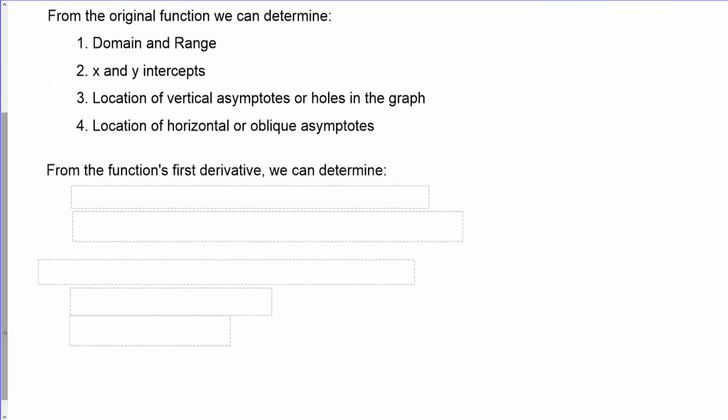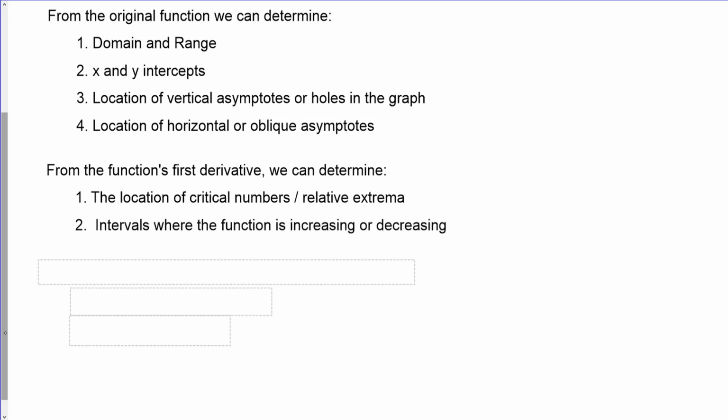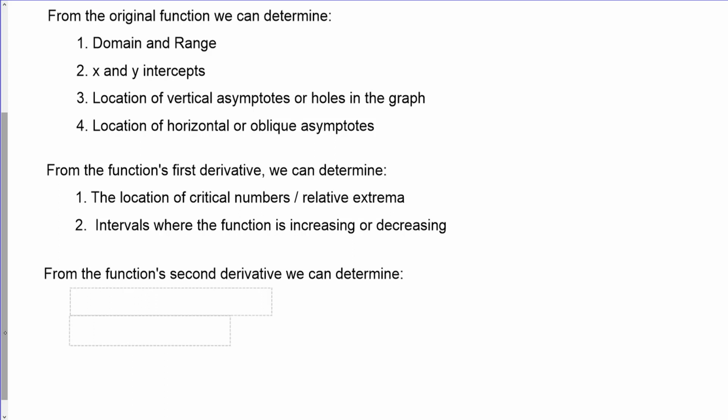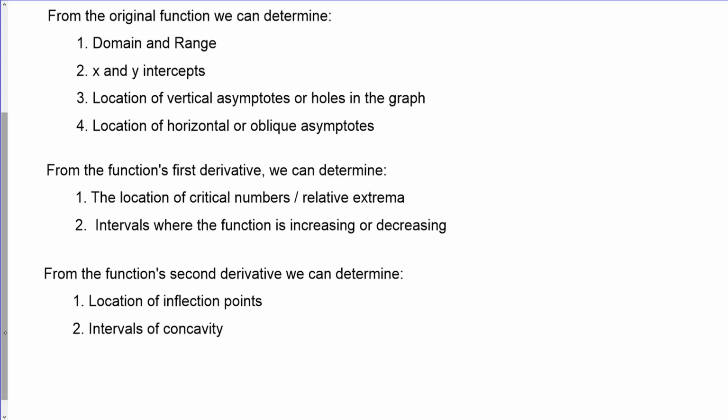From the function's first derivative, the things that we can determine, as we've talked in the previous lessons, the location of critical numbers, which gives us the location of relative extrema, minimums or maximums that is, and intervals where the function is increasing or decreasing. From the second derivative, the things that we can determine, location of inflection points, which helps us find intervals of concavity. Because if we know where the function's increasing, decreasing, and where it's concave up and concave down, we have an idea of how that function is shaped.